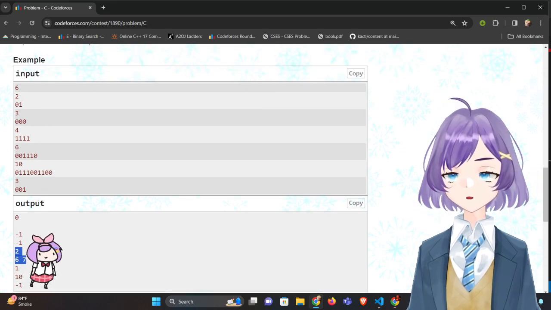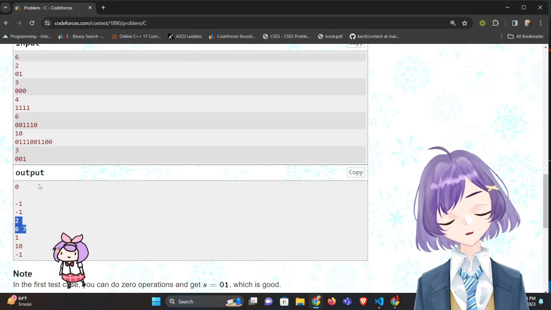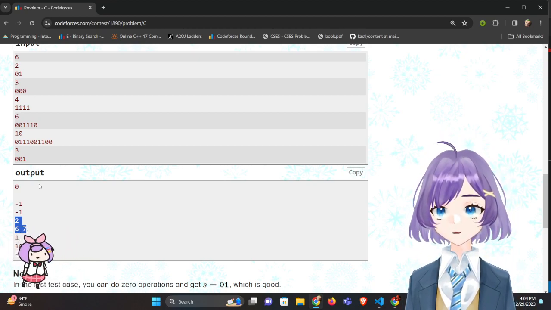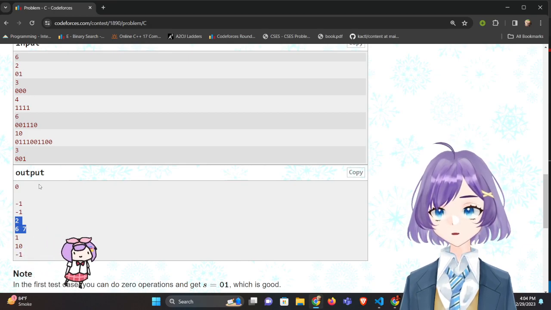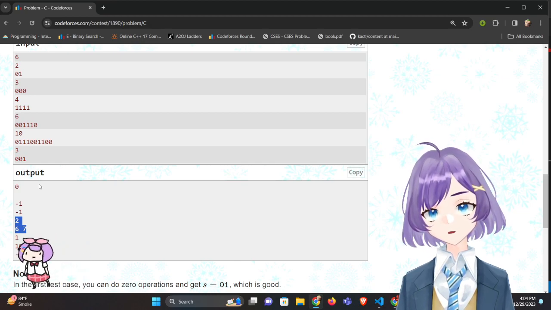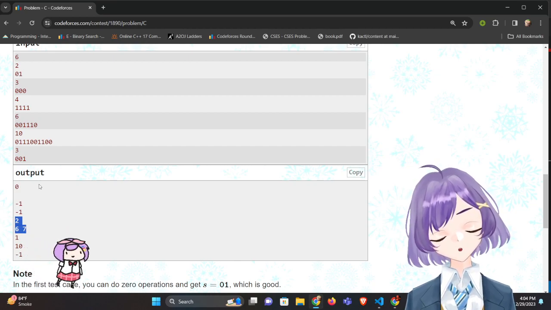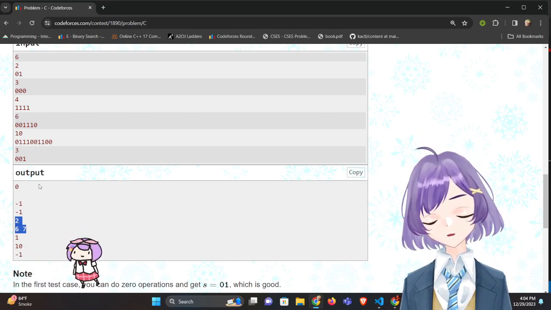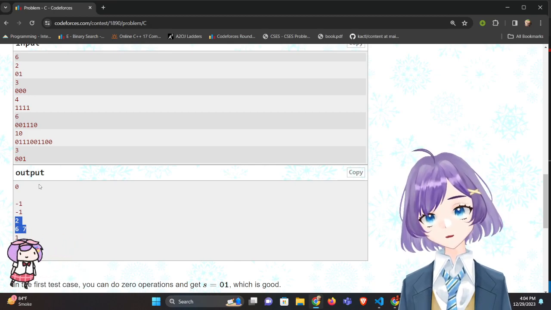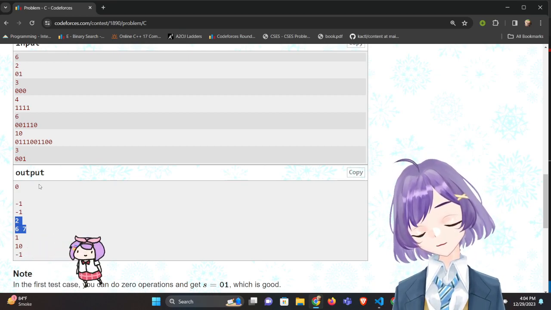When will it not be possible to do this? For 1, 1, 0, 0, 0. After adding 2, the length will still be odd. So if the length of the string is odd, the answer will always be minus 1. But if the length of the string is even, we can make it good. And I just have to print them.